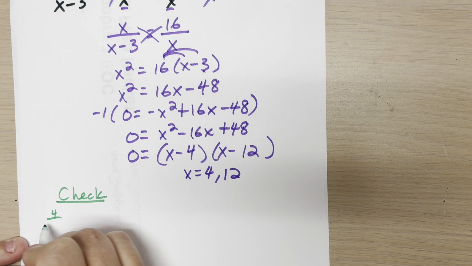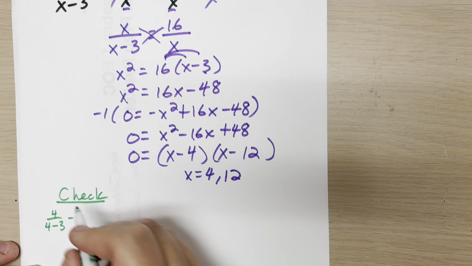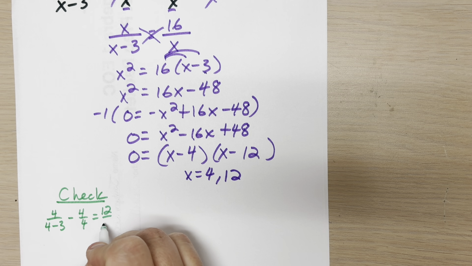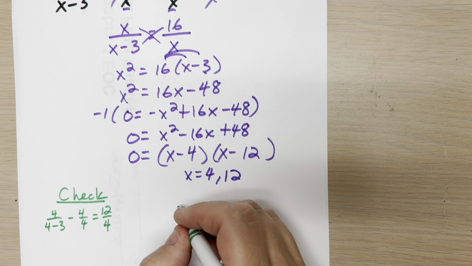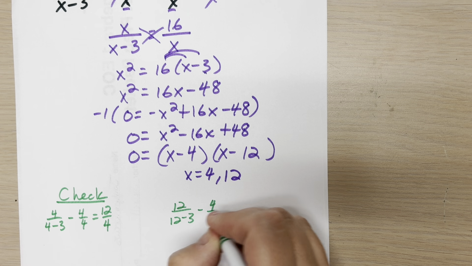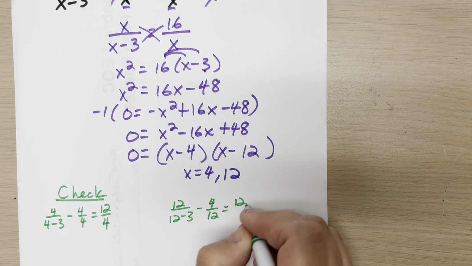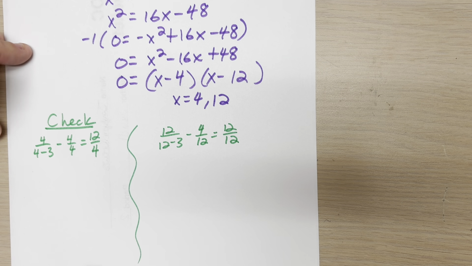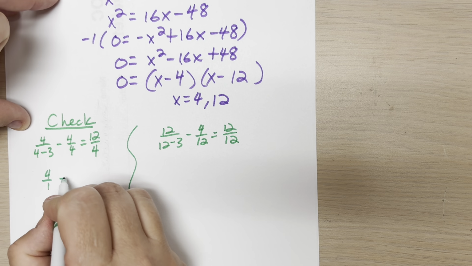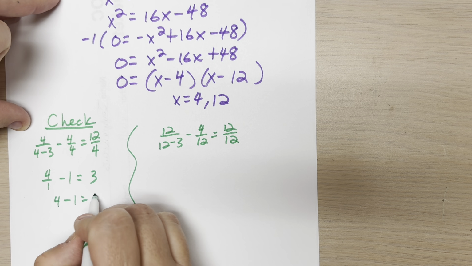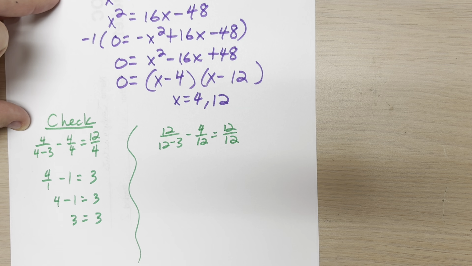So we've got 4 over 4 minus 3 minus 4 over 4 should equal 12 over 4. And we're also going to be checking 12 over 12 minus 3 minus 4 over 12 should equal 12 over 12. Okay, let's do the math here and see what happens. 4 over 1 minus 1 should equal 3. 4 minus 1 equals 3. 3 does equal 3. Yay, it works.